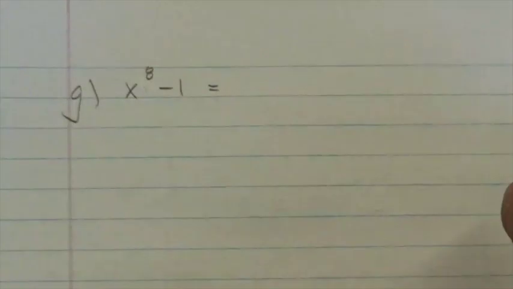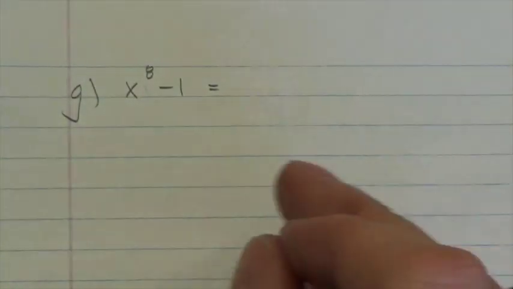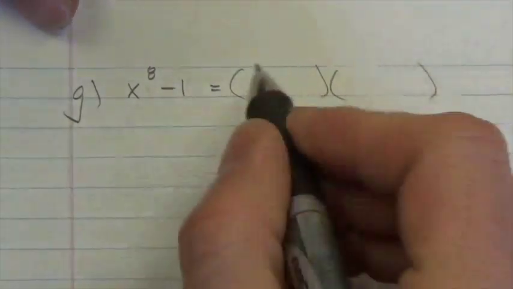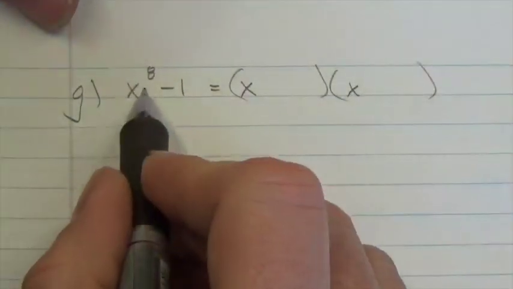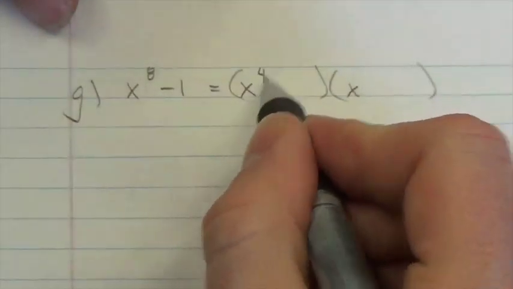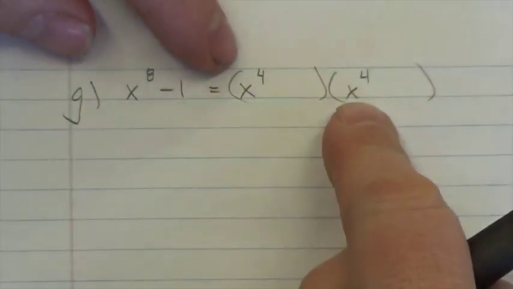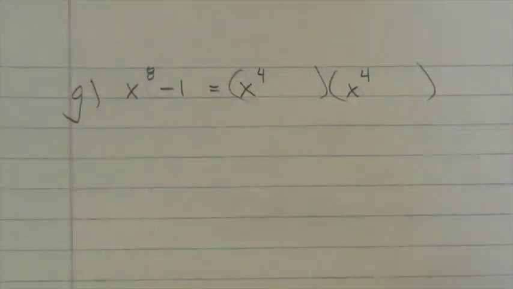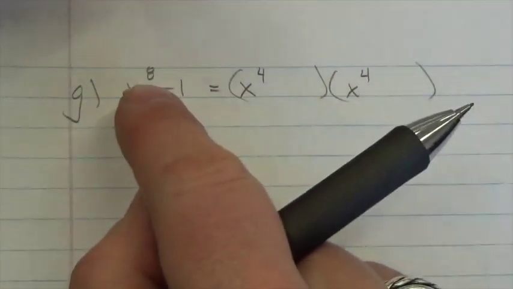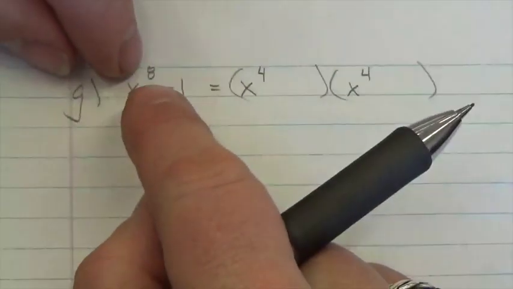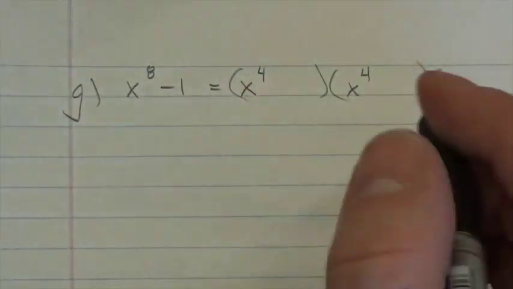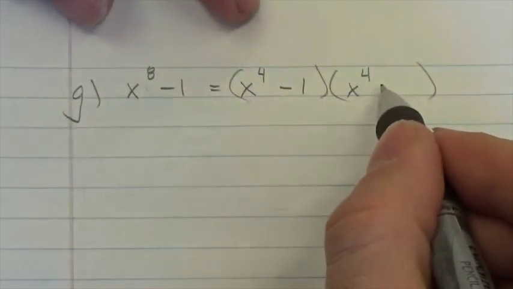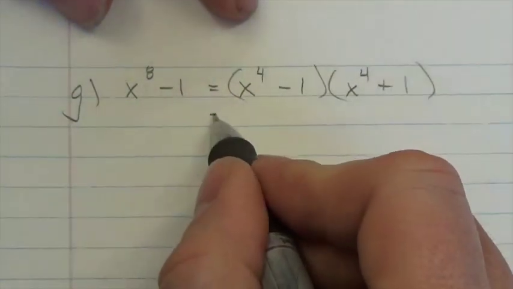8 by itself doesn't have a nice clean square root, but x to the 8th does. So this is also a difference of squares. What's the square root of x to the 8th? Well, it's going to be x to the 4th. When you multiply powers together, you add the exponents. So for me to take the square root of that, all I had to do was take that exponent and divide by 2. The square root of 1 is going to be 1. So x to the 4th minus 1, x to the 4th plus 1.